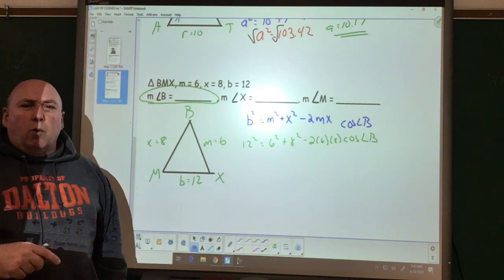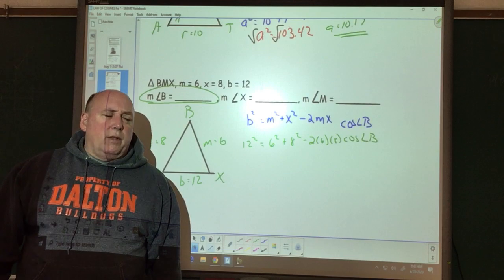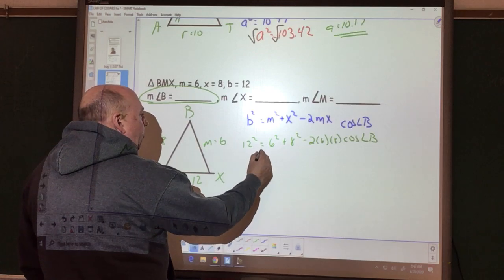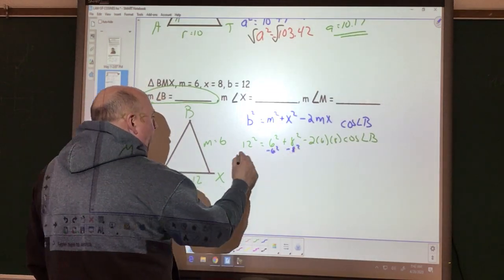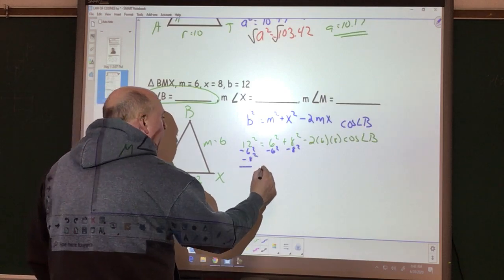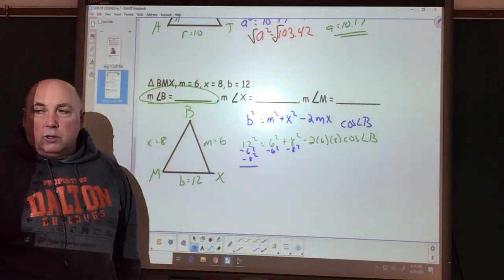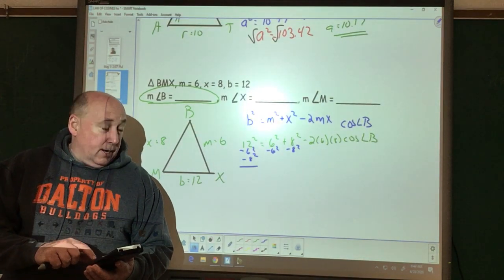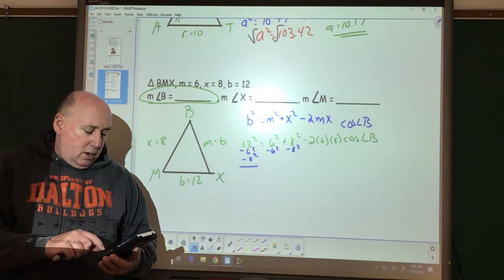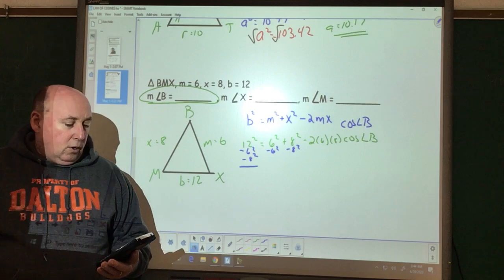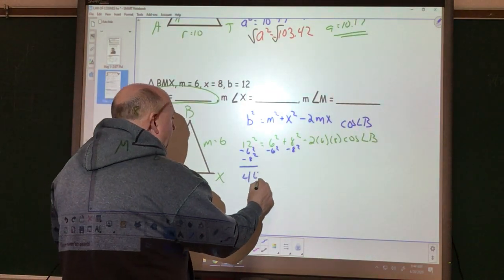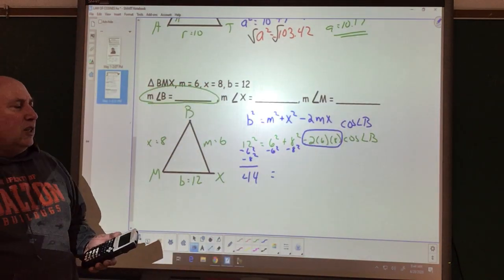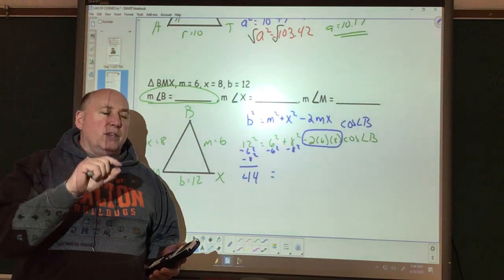Now, this is a little bit more work than the first type where you could just clickety-clack it straight through. My suggestion is that we have to subtract 6 squared and subtract 8 squared. Go ahead and find this value. So we have 12 squared minus 6 squared minus 8 squared, we get 44. On the right hand side, what I would suggest is take these values and multiply them together and get one coefficient for the cosine.